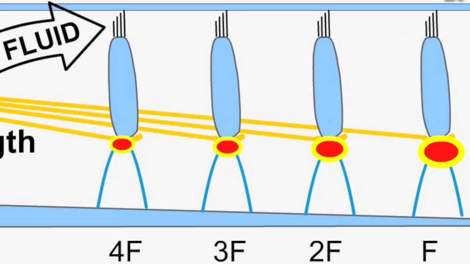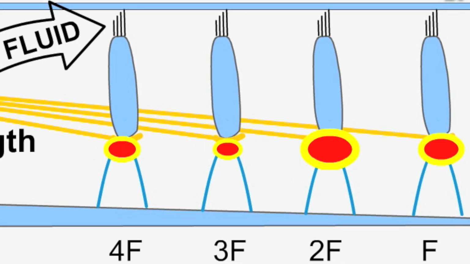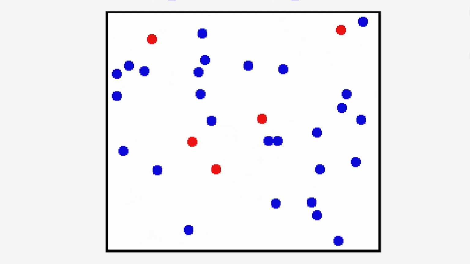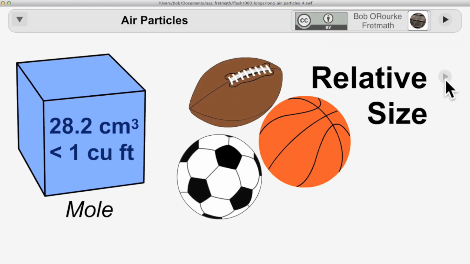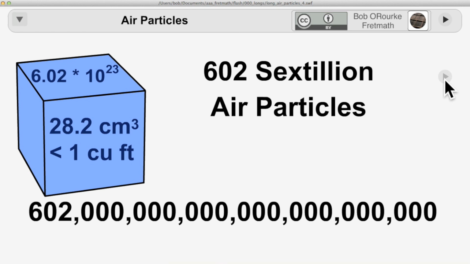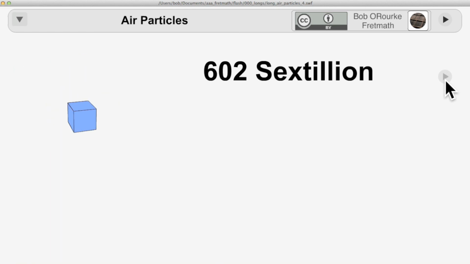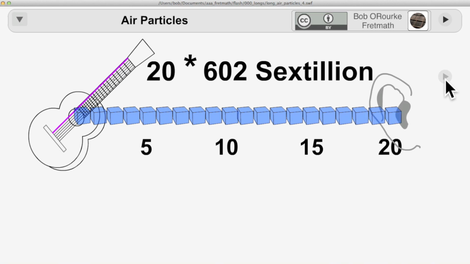Here's the fundamental, and the fundamental in octave. A bit about the air itself. Sources are all gone. There is a little less than 1 cubic foot of air inside, about 602 sextillion particles. The number looks like this. About 20 times 602 sextillion particles between the guitar and the ear. And then the sound wave itself goes through a small cone right through the middle. Still a lot of particles.